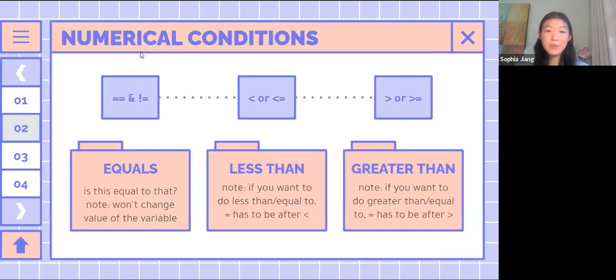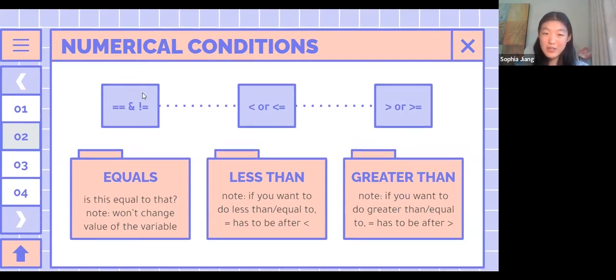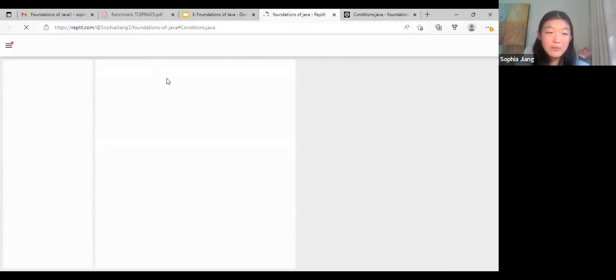So let's take a look at some numerical conditions. We have equals equals, and we have this exclamation point and equals. What this basically means is that you're testing, is this equal to that, and it won't change the value of a variable. Like if you have a variable a, which is an int, and you do a equals this, that's overriding the variable. But if you put 2 equal signs, it just checks whether it's the same.